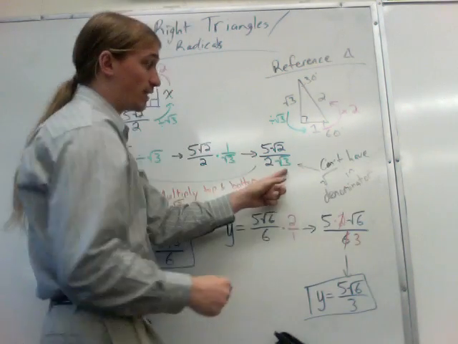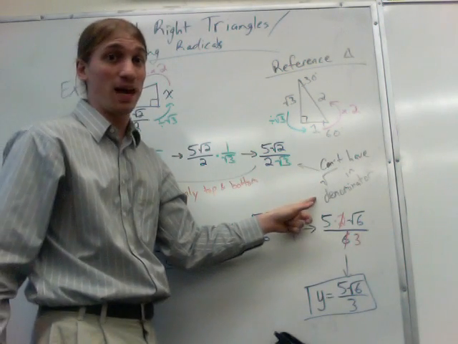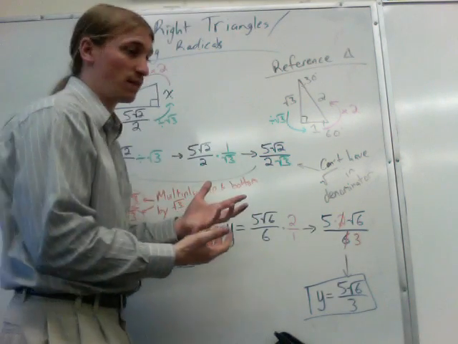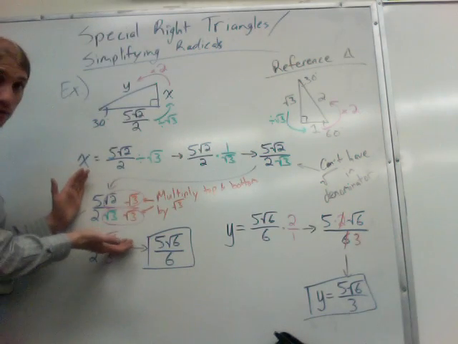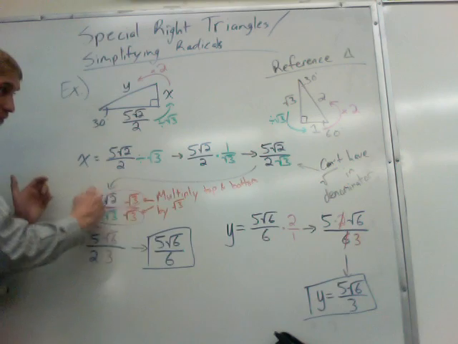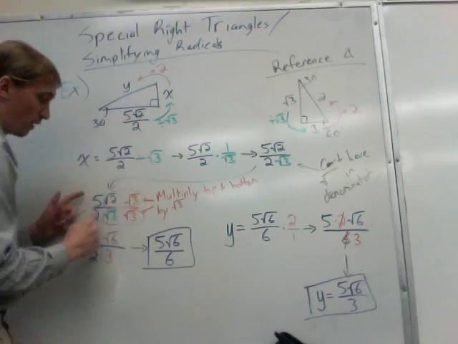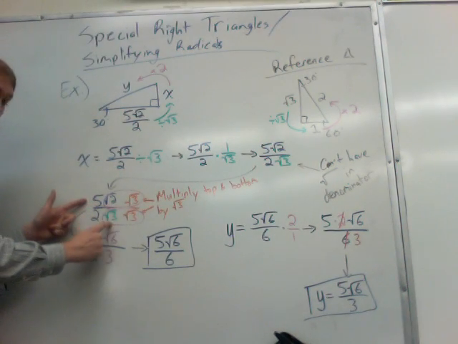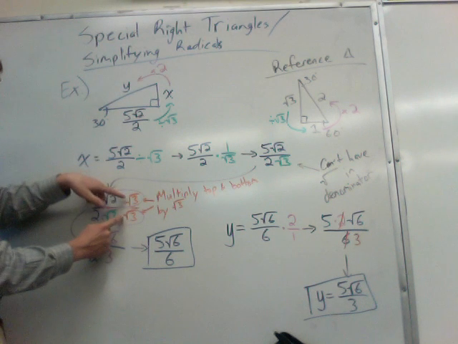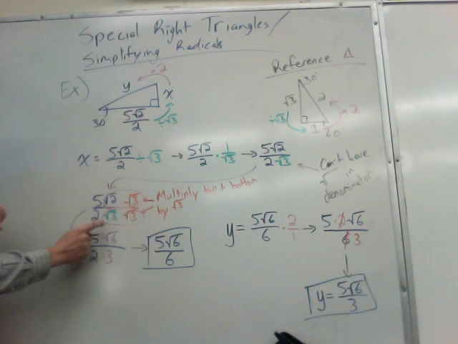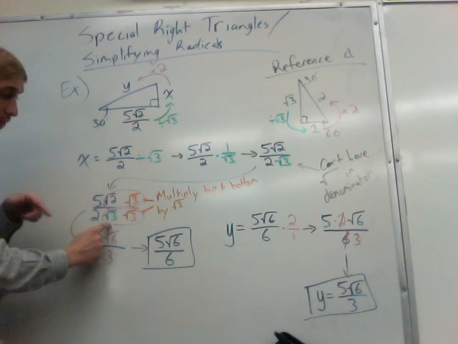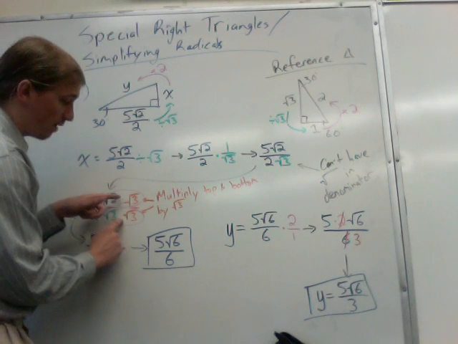Now you'll notice over here I said we can't have square roots in the denominator, right? So we have to rationalize the denominator. So in this step, all of this is the same as what was right here. So I got 5 square root 2 over 2 square root 3. I multiplied the top and bottom by square root 3 because that's the thing I have in the denominator that I want to get rid of. So I multiply the top and bottom by that.